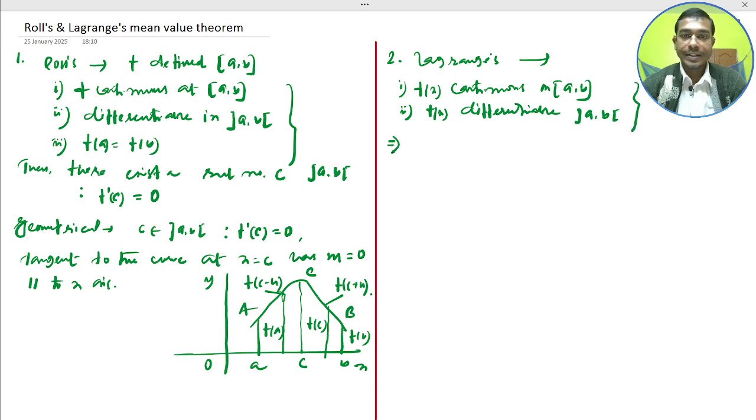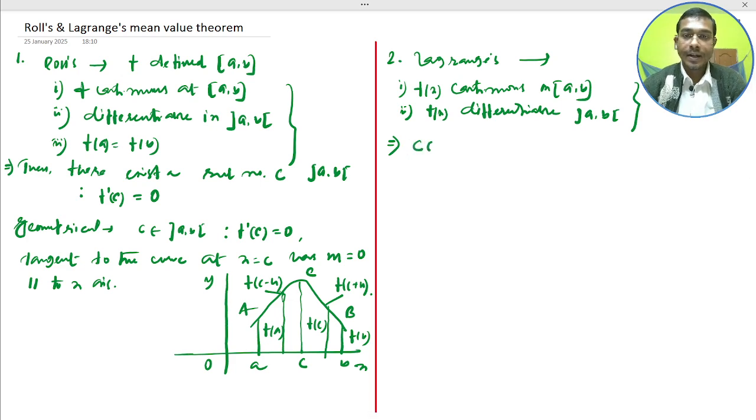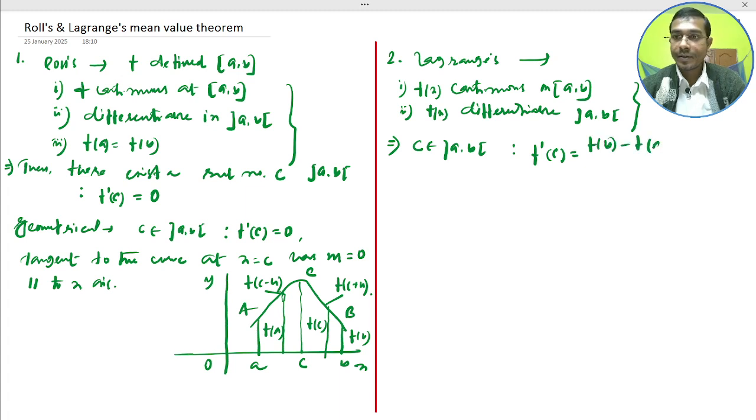And the final outcome states that there exists a real number c that belongs to the open interval (a, b) such that f dash c is equal to f(b) minus f(a) divided by b minus a. This is the statement, and now the geometrical significance.